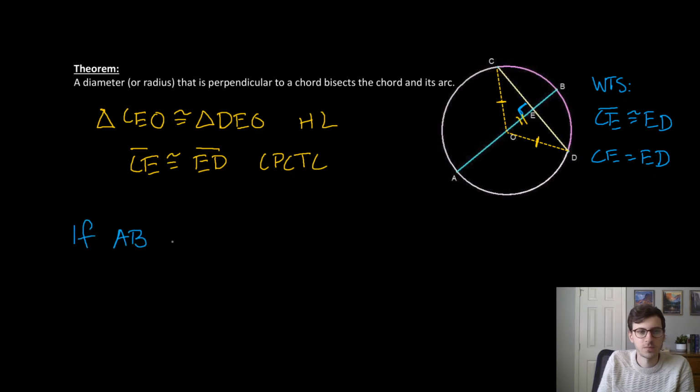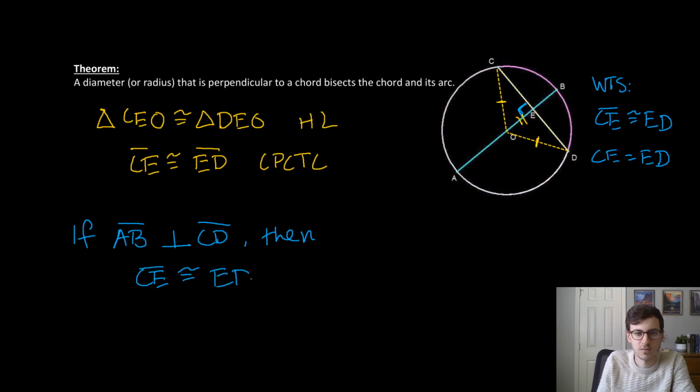So we would say if AB is perpendicular to CD, then CE is congruent to ED. So there you go. And know that it only works the first way, right? It doesn't necessarily work in reverse. Just because a chord is bisected doesn't necessarily mean that that is congruent. It has to be the diameter and it has to be perpendicular, okay?